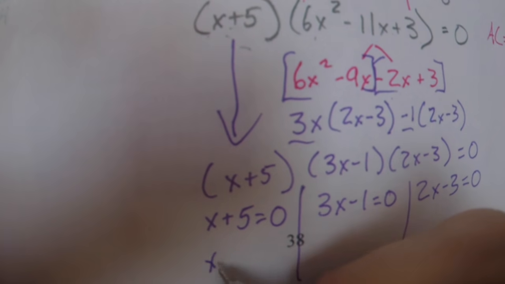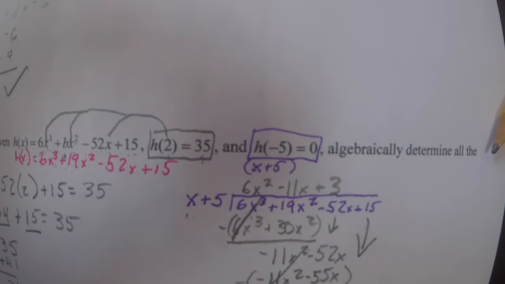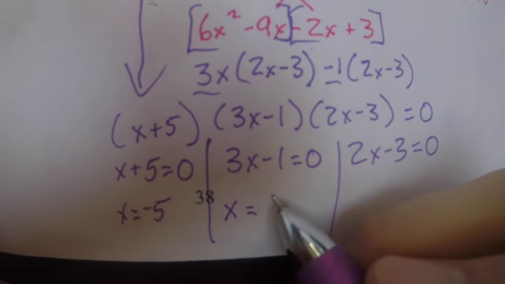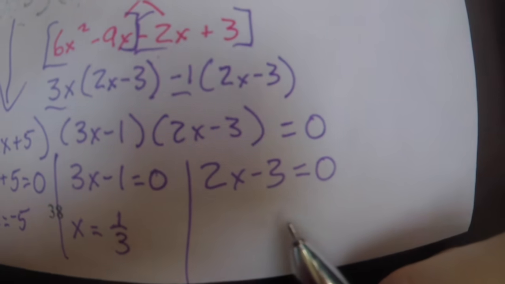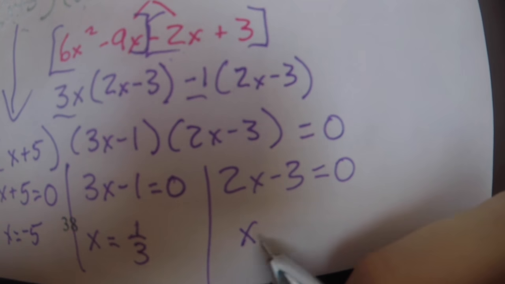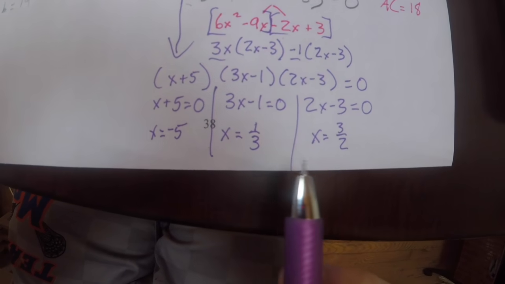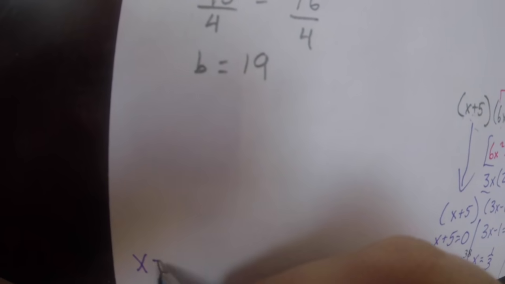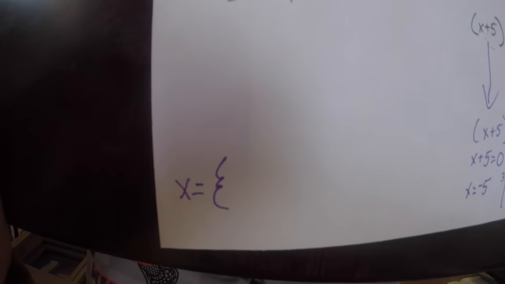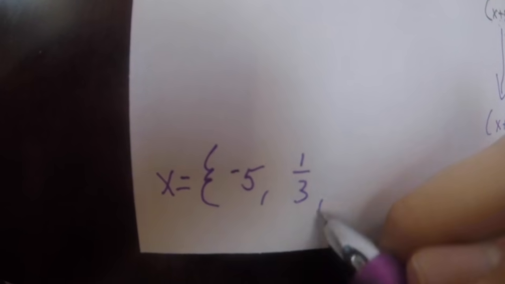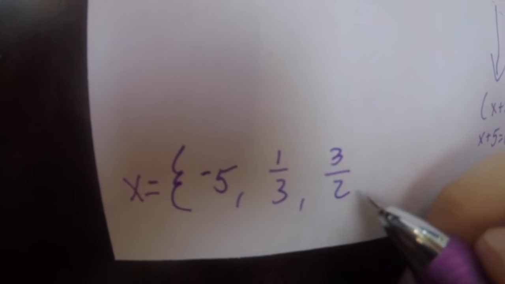So what are my zeros? x equals negative 5. We kind of knew that already from this, h of negative 5 equals 0. For this one, I would add 1 and divide by 3, so I get x equals positive 1/3. Over here, I would add 3 and divide by 2, so I get x equals 3/2. Here are my 3 zeros. I'm going to put that in set notation. So my solutions to this function are negative 5, 1/3 would come next, followed by 3/2.